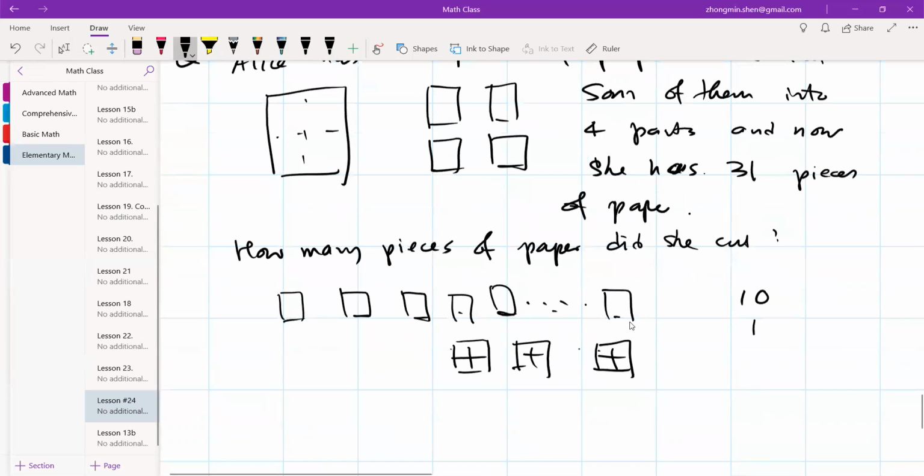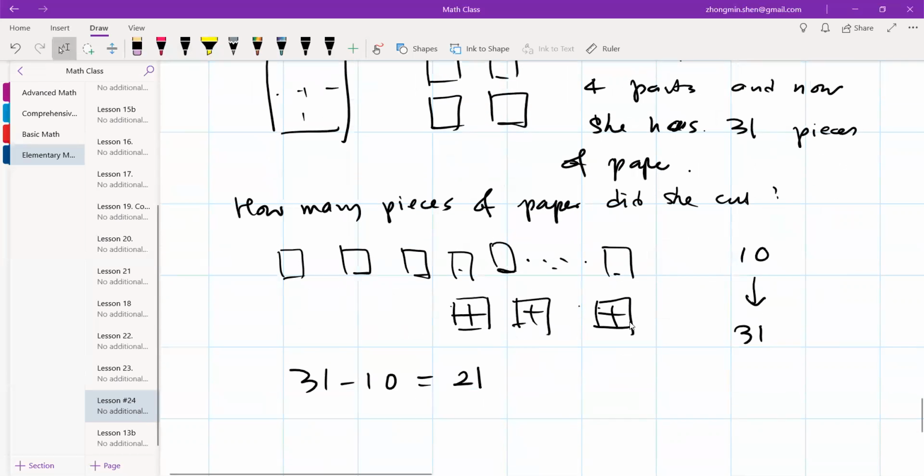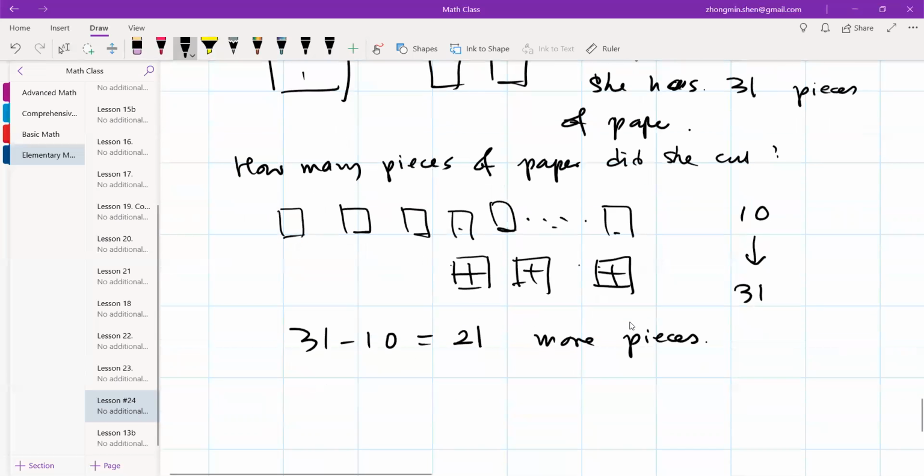From 10, now you get 31. How many pieces increased? 31 minus 10 is 21. So 21 pieces more she got through this cutting, right? Every time she cuts, she gets 3 more. So she has to cut 7. So she cut 7 pieces.